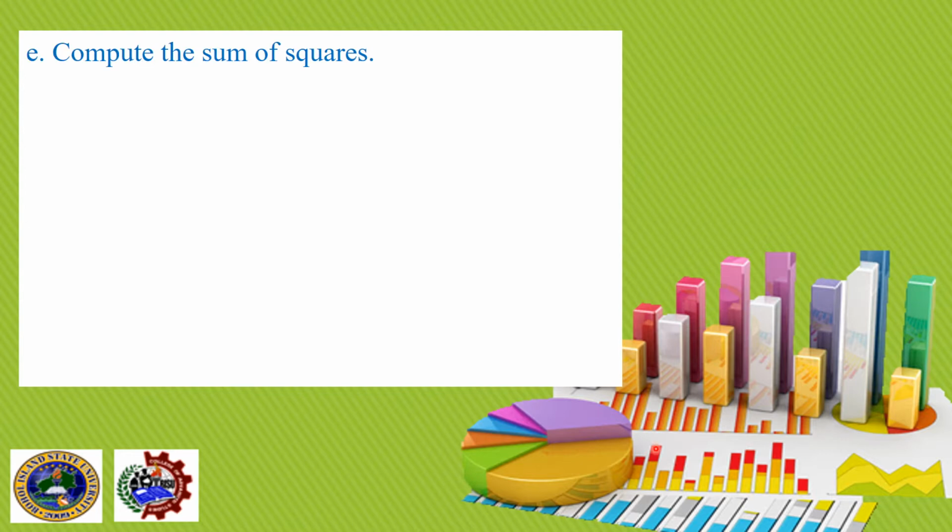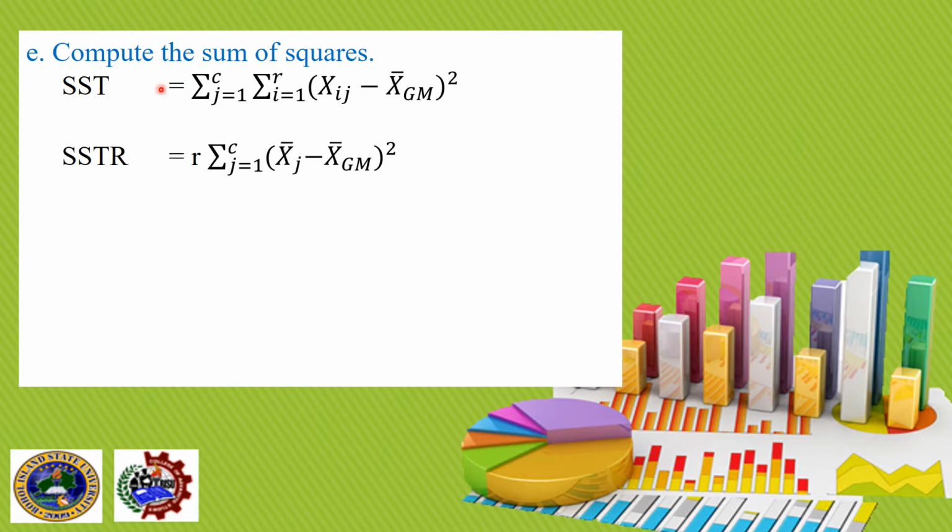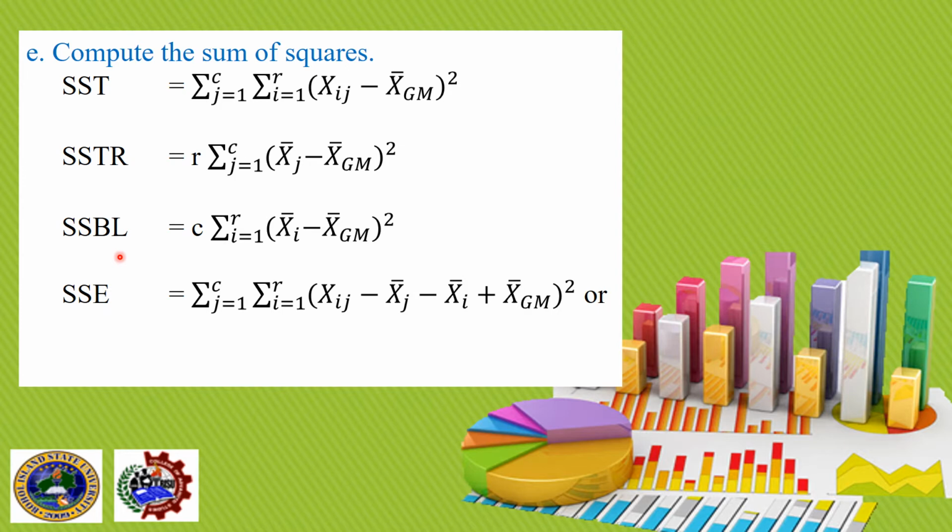Next step is to compute the sum of the squares. So we will find the sum of squares for total using also this formula. We also find the sum of squares due to treatment, sum of squares due to blocks, and sum of squares due to error. So we will be using this formula. We will be able to understand this formula later when we have our example.